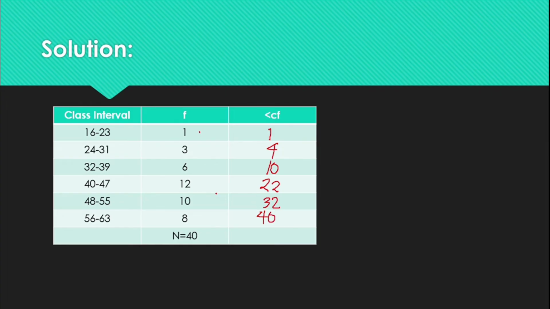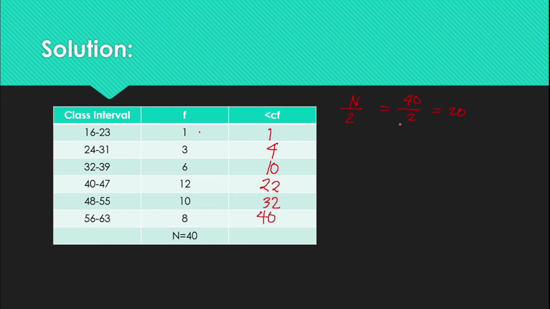Next step, determine the median class. How do we determine the median class? This is the class interval containing one half of the frequency, so n divided by 2, in the less than cumulative frequency. The less than cumulative frequency is constructed by adding frequencies successively starting from the lowest class, as we did a while ago, adding 1 plus 3, 4, and so on. So next, n, which is 40, divided by 2, we have 20.